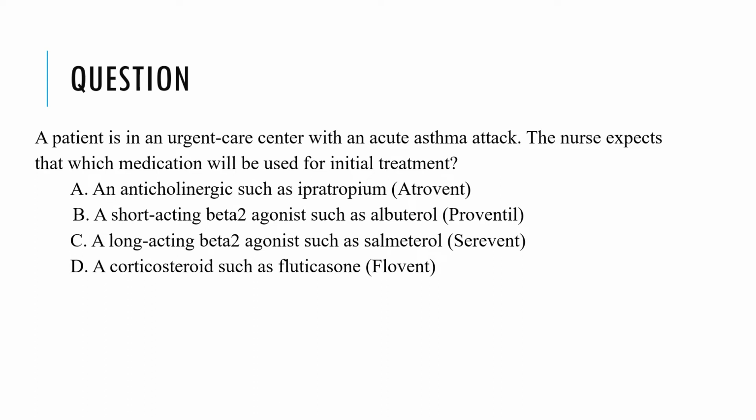That's correct. B, a short-acting beta-2 agonist. We just talked about albuterol being a rescue inhaler. And if your patient is having an acute asthma attack, a short-acting beta-2 agonist is going to be used to help reduce airway constriction quickly and to restore airflow to normal levels.